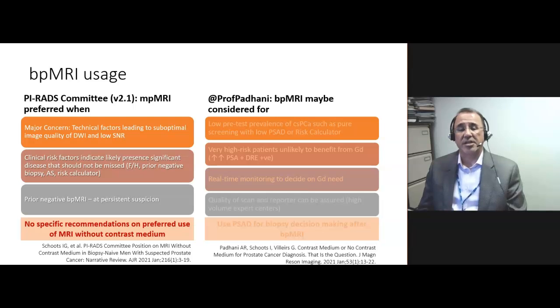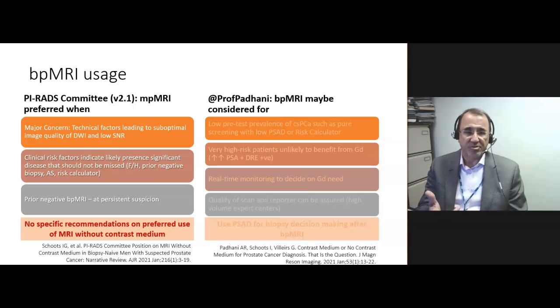The other thing that the PIRADS committee says is that when there are risk factors that indicate the likely presence of clinically significant disease that should not be missed, in other words, somebody with a family history, a prior negative biopsy where you're still suspicious, active surveillance, or when the risk calculator says there's something here, then you should do the multiparametric approach. And of course, if you had a biparametric MRI previously and it was negative, but there's still some suspicion, you should have a multiparametric MRI.